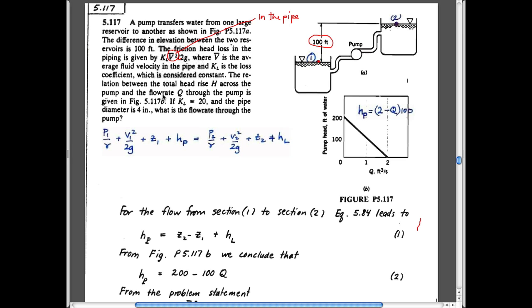And some loss coefficient. The relationship between the total head rise across the pump and the flow rate through the pump is given in the figure. This is this here. And the magnitude of this coefficient for pump pipe loss is that K sub L is equal to 20. It has no dimensions, as we said before. So the question is, what's the flow rate through the pump?